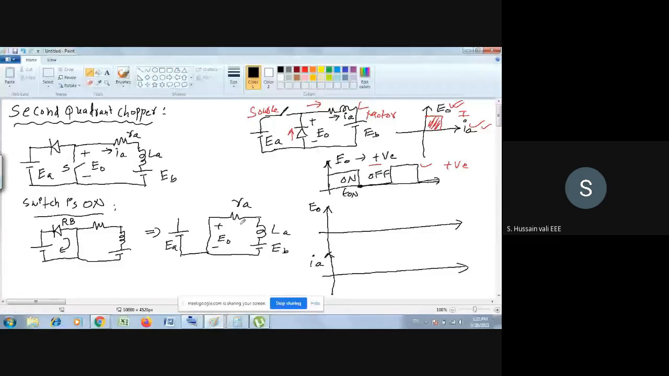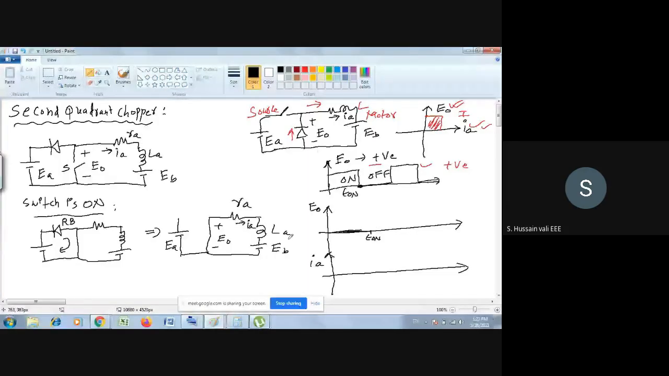Now you see, when the switch is on, the switch is short circuited. So what is the voltage across the switch now? The voltage across the switch is 0. It means E naught is 0, till T on. As long as the switch is on, the output voltage E naught is 0 because it is short circuited.